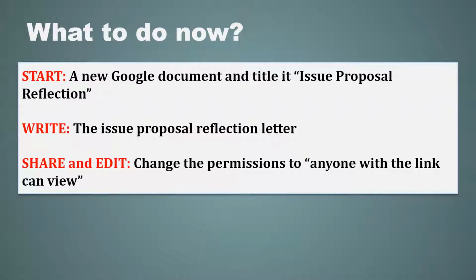So what to do from here is to start a new Google document and title it Issue Proposal Reflection and write the Issue Proposal Reflection Letter. And then once you have that done, you can share it and change the permissions to anyone with the link can view. And make sure to just save it and set it aside in your Google Drive for now. And that will be included on the digital portfolios when we go to sit down and do the workshop on digital portfolios, or your Google website page for Comp 2.